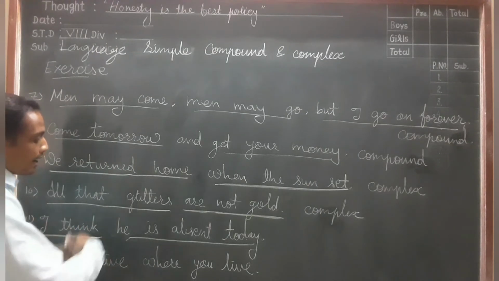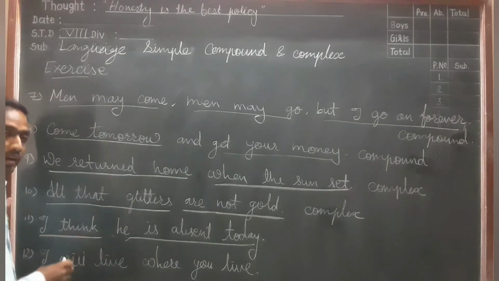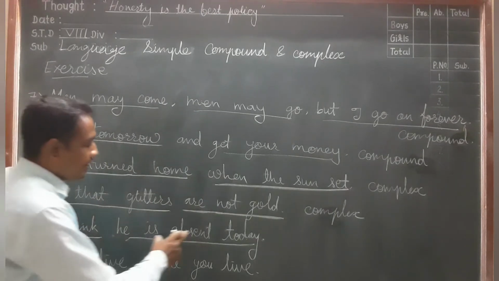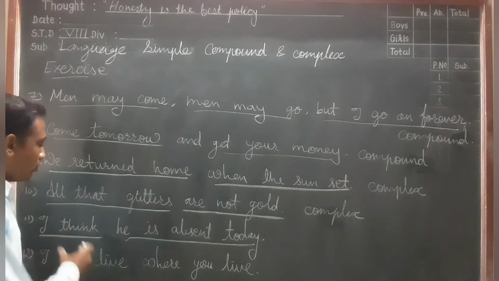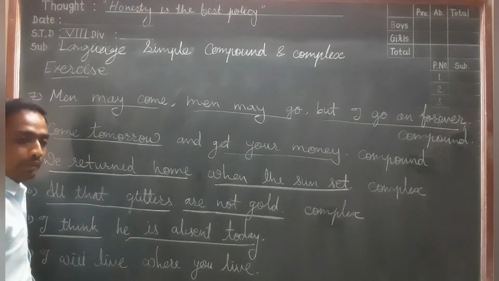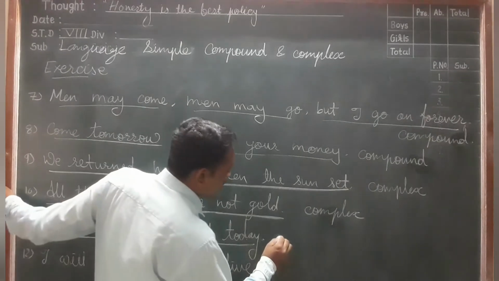It is dependent on he is absent today. So I think is a dependent clause and he is absent today is an independent clause. So one is dependent and one is independent. One is a subordinate and one is a principal clause. The sentence will be complex.